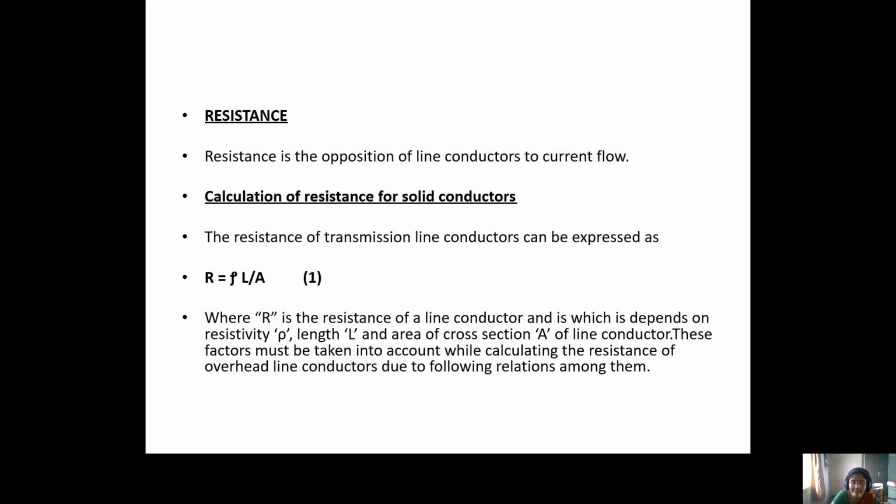These factors must be taken into account while calculating the resistance of overhead line conductors. Whenever you have to find the overhead transmission line resistance, you must take these parameters into account: resistivity, length and area. So the transmission line resistance for solid conductors is given by R equal to rho L by A.